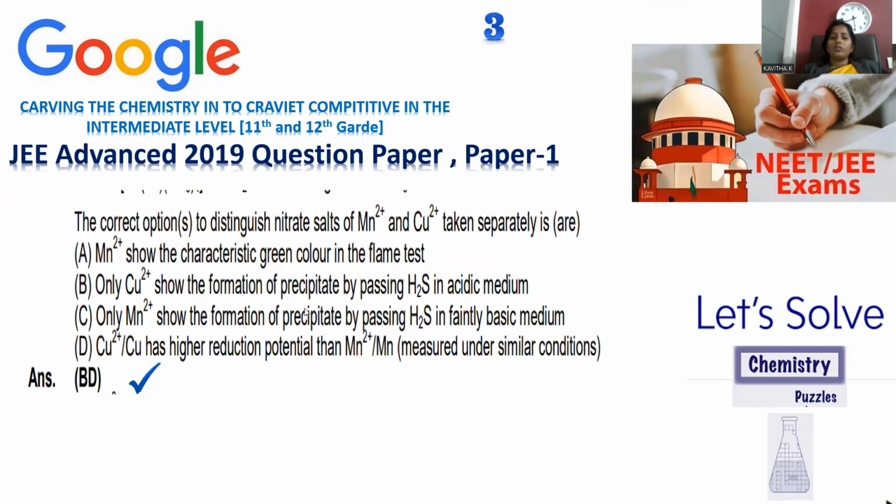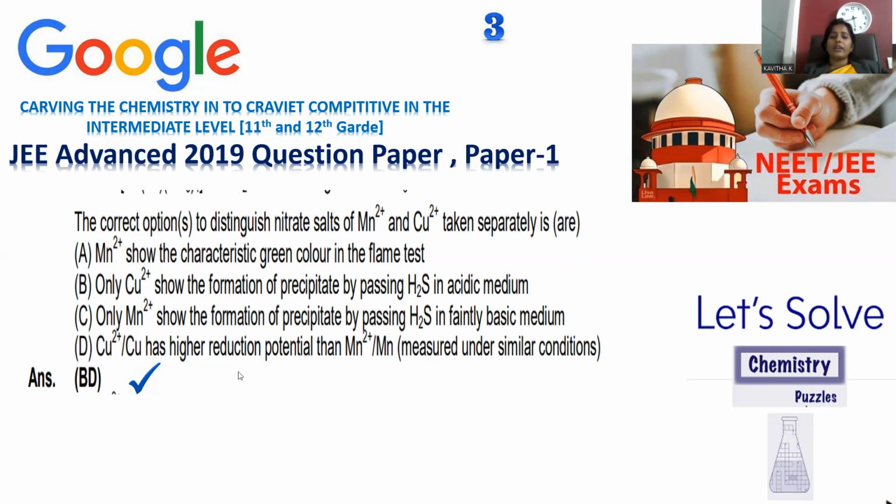So according to the entire data we saw, manganese giving a characteristic green color is wrong. Manganese gives a golden yellow color, and green color is given by copper. Only copper gives the precipitate with H2S in acidic medium, which is absolutely correct. Only manganese shows the precipitate upon H2S treatment under basic medium is wrong. Manganese in addition to copper, both are able to give it.